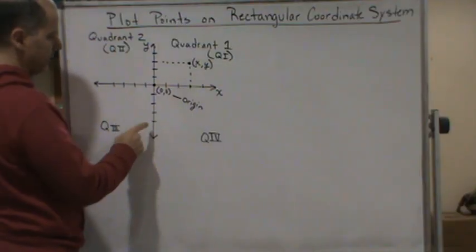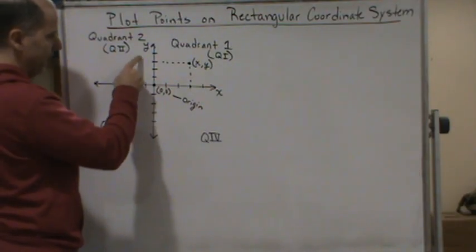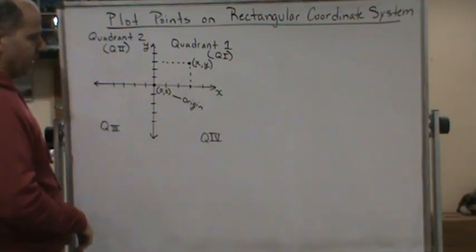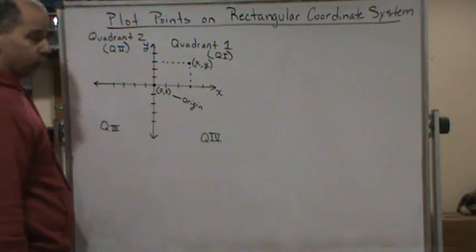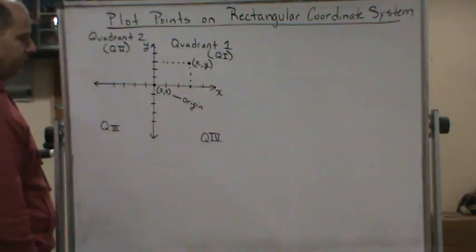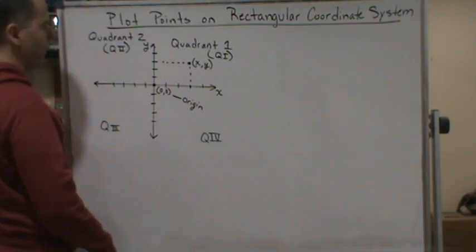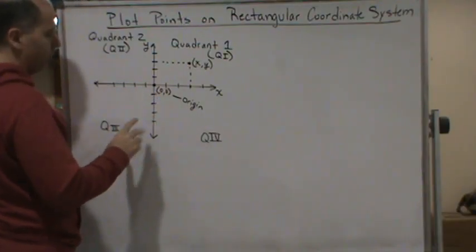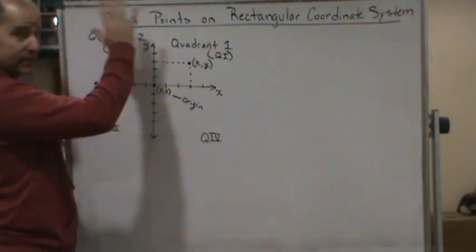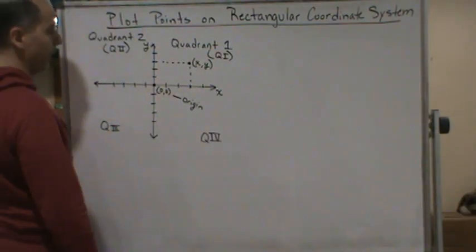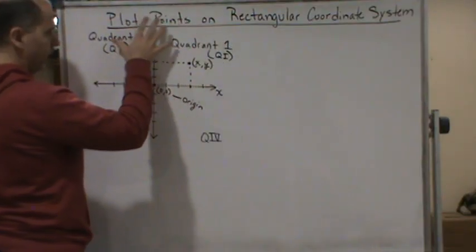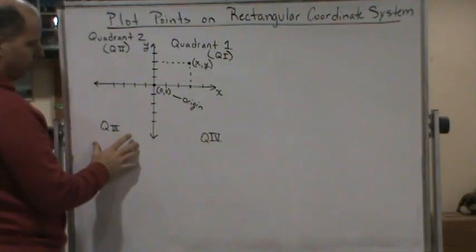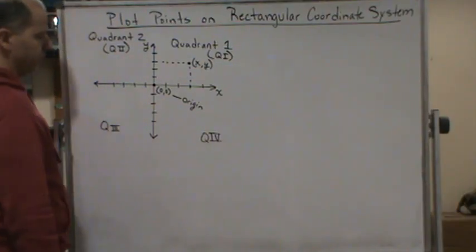There are two axes. We've got the vertical axis, which is the y-axis, and the horizontal axis, which is the x-axis. These axes go off to infinity, so this is an infinite plane. Before we get into that, different quadrants. The two axes split the rectangular plane into four quadrants. We've got quadrant 1, and then it goes counterclockwise: quadrant 2, quadrant 3, and quadrant 4.